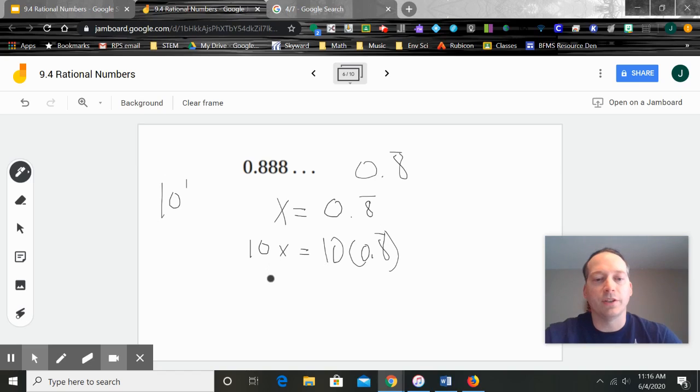All right. So this becomes 10x. This becomes, well, everything shifts one spot over to the left in your place value chart. So this 8 goes to the ones. The 8 in the hundreds comes over and we repeatedly have 8. So that's just where the bar is. Then we subtract the original from it. So that's 8.8 repeating minus 0.8 repeating.